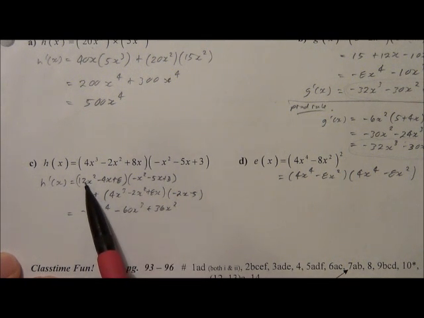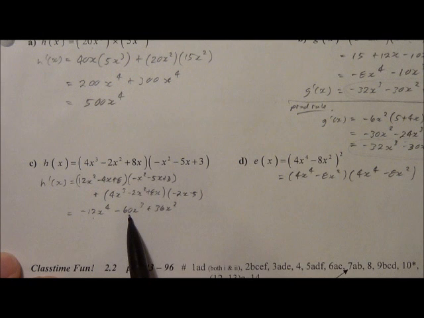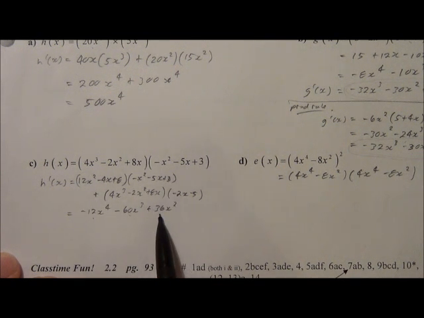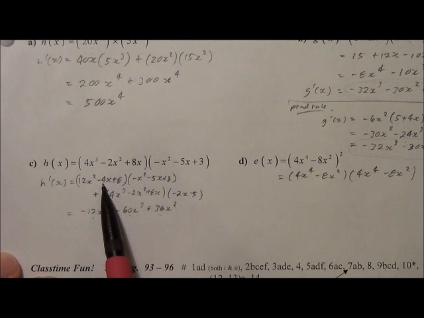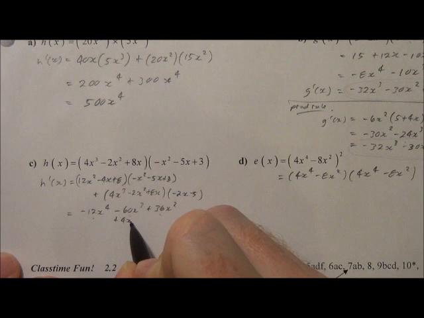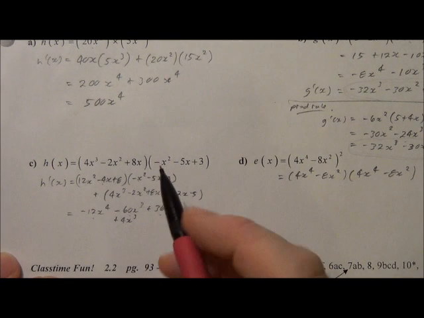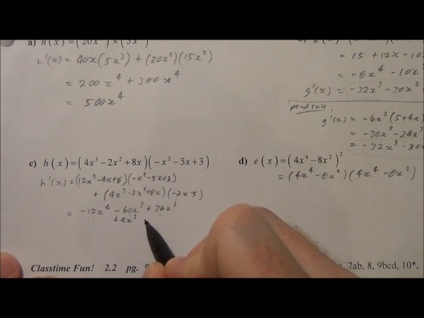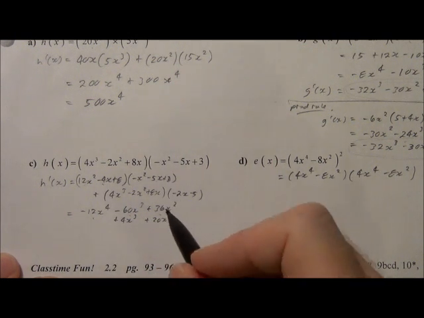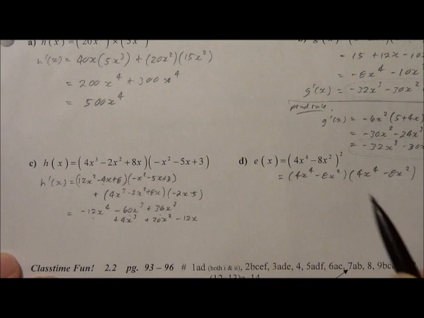So that was 12x squared times negative x squared gives me negative 12x to the power 4. 12x squared times negative 5x gives me negative 60x cubed. And then 12x squared times 3 gives me 36x squared. Now I start with the negative 4x term. So I'm going to get positive 4x cubed. 4x times negative 5x gives me positive 20x squared. And then negative 4x times 3 gives me negative 12x.